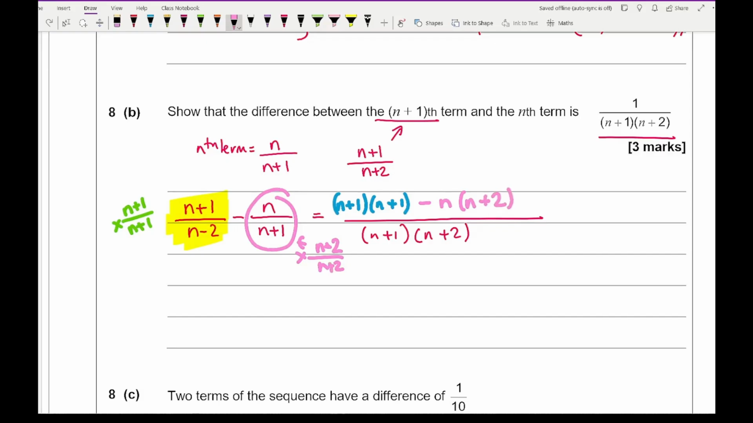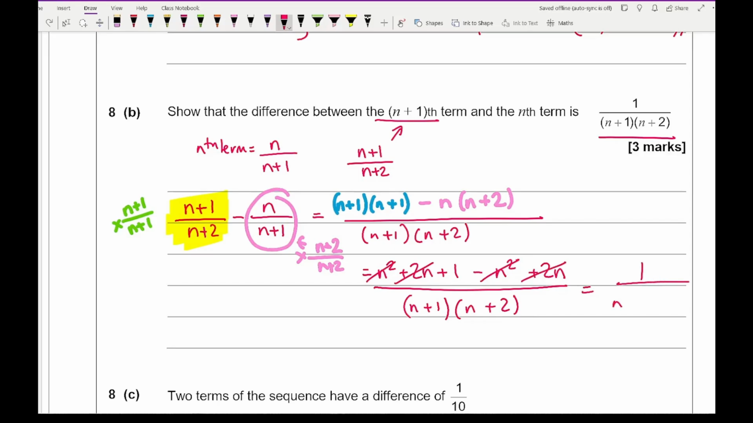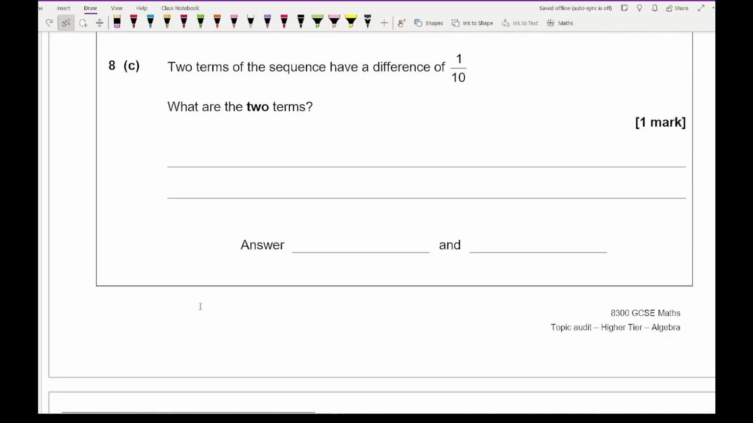So from this, what we then need to do is just simply expand the numerator out. So that's going to be n squared plus 2n plus 1 minus n squared plus 2n all over n plus 1, n plus 2. That should be a minus, let me just correct that. And then cancelling things out, I'm left with 1 over n plus 1, n plus 2, which is what they wanted me to show. Then for 8c, it says two terms of the sequence have a difference of 1 over 10. Which are the two terms?